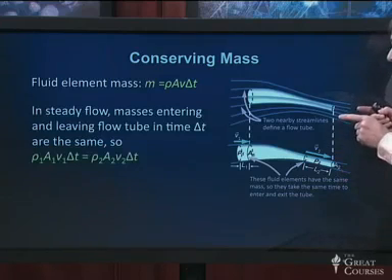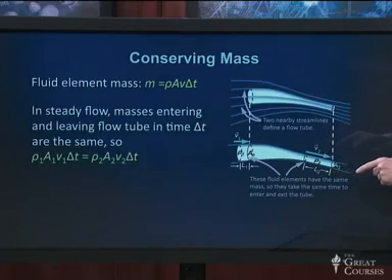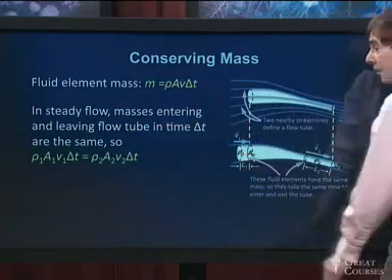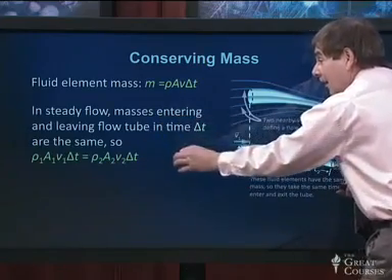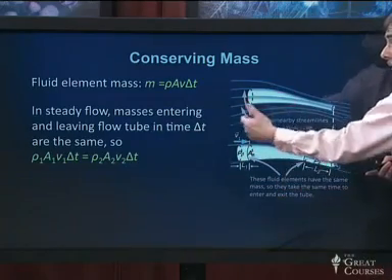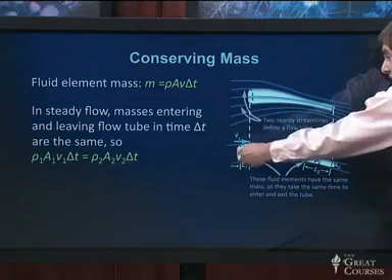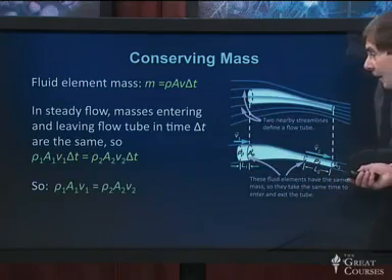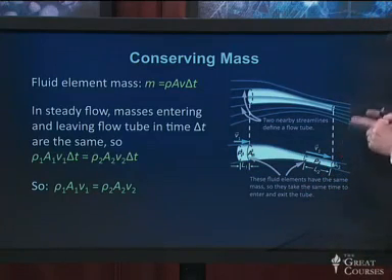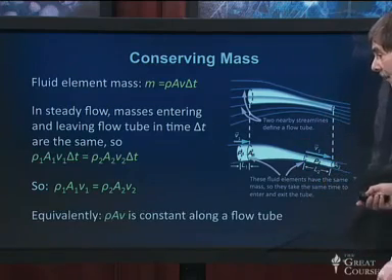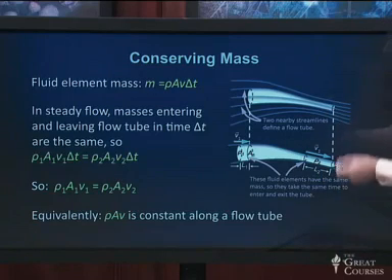Now in steady flow, again, the masses entering and leaving the flow tube in time delta t are the same. So if I put subscripts 1 on the density, the area, and the velocity coming into the flow tube, and 2 on the density, velocity, and area coming out of the flow tube, then those two quantities are equal. Again, the delta t is the same because this fluid element is entering the flow tube in the same time that this one is leaving. So I can write that rho 1 A1 V1, canceling the delta t, is equal to rho 2 A2 V2. Equivalently, the quantity rho A V ends up being a constant along a flow tube.